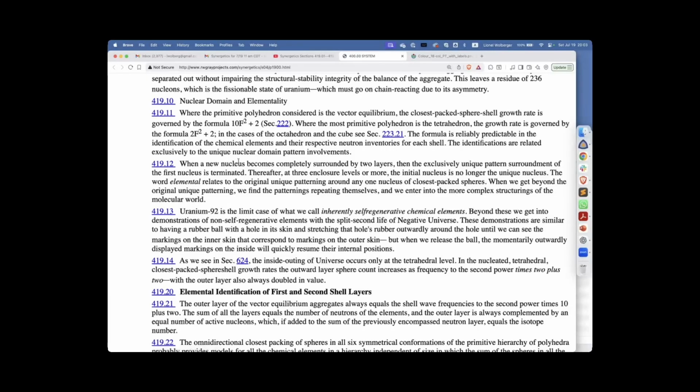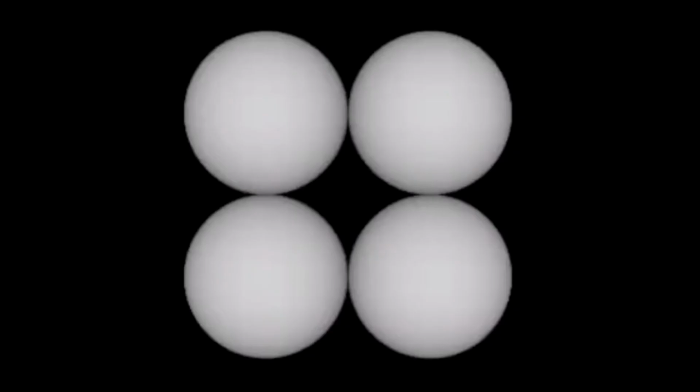419.12. When a new nucleus becomes completely surrounded by two layers, then the exclusively unique pattern surroundment of the first nucleus is terminated. Thereafter, at 3 enclosure levels or more, the initial nucleus is no longer the unique nucleus. The word elemental relates to the original unique patterning around any one nucleus of closest packed spheres. When we get beyond the original unique patterning, we find the patternings repeating themselves, and we enter into the more complex structurings of the molecular world.